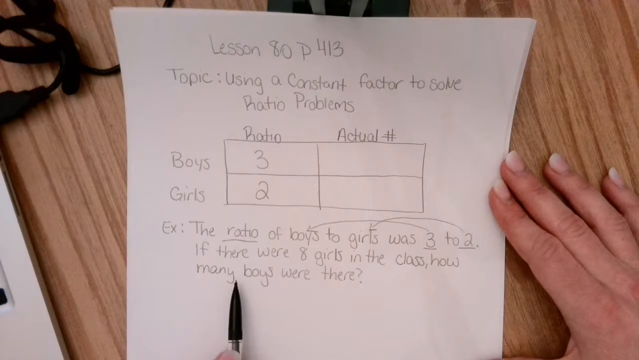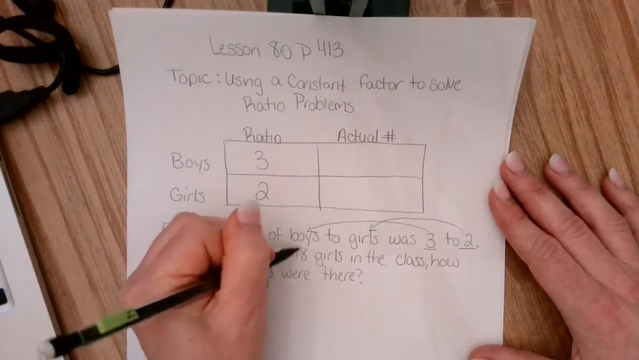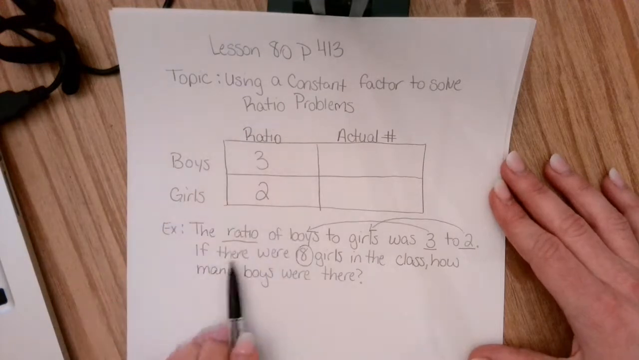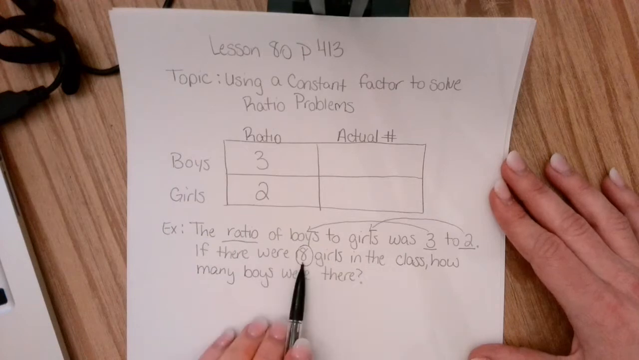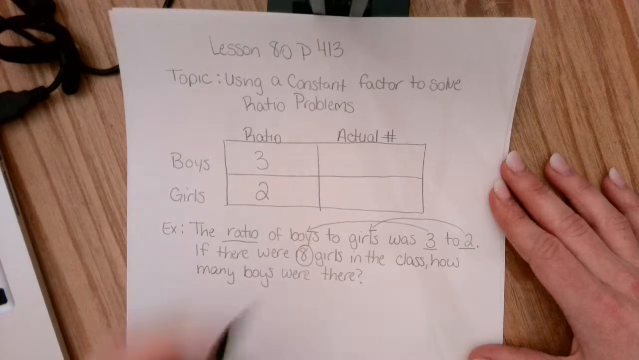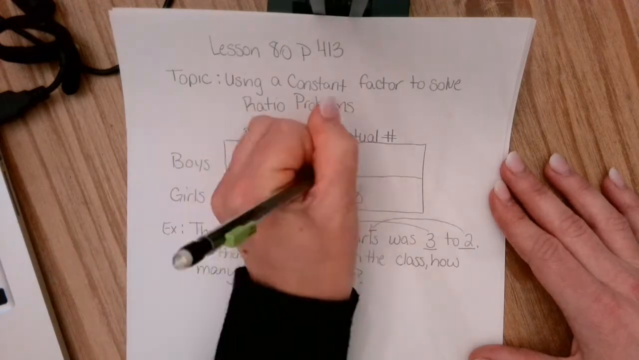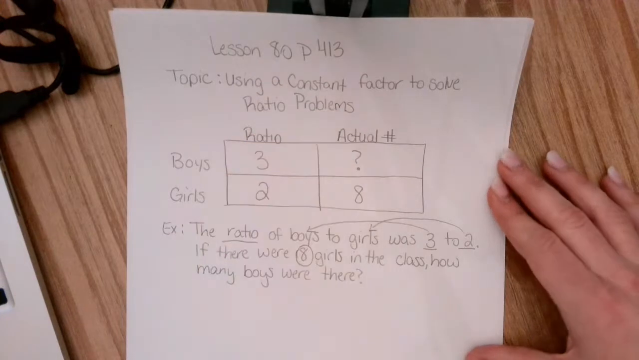Now I have one other number that I have to deal with, and that's number 8. So if there were 8 girls in the class, how many boys were there? So it's telling me that the actual number of girls in the class is 8. But it doesn't tell me how many boys there are. It wants me to get that.